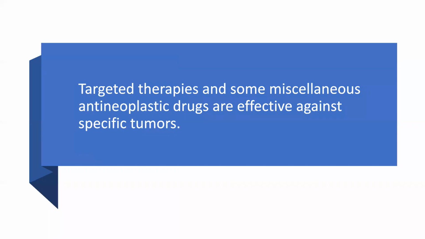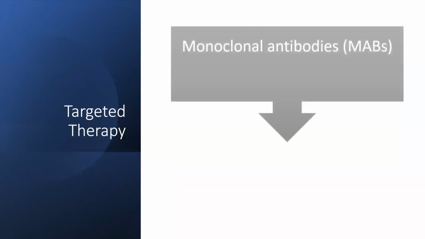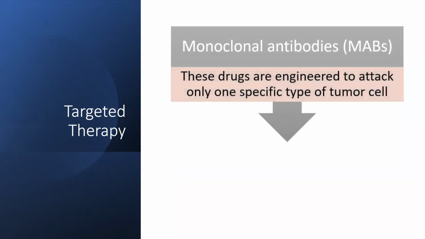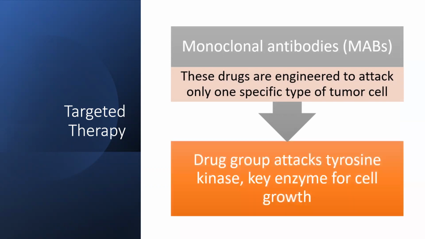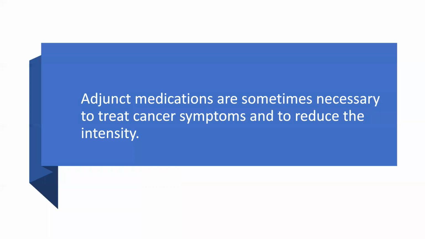Then we have some targeted therapies and some miscellaneous antineoplastic drugs which are effective against specific tumors. So the targeted therapy is monoclonal antibodies, which we call MABs. These are drugs which are engineered, synthetically made to attack only one specific type of tumor cell. The group attacks the tyrosine kinase enzyme, which is responsible for cell growth. Then we use some adjunct medications, which are sometimes necessary to treat the cancer symptoms and to reduce the intensity.